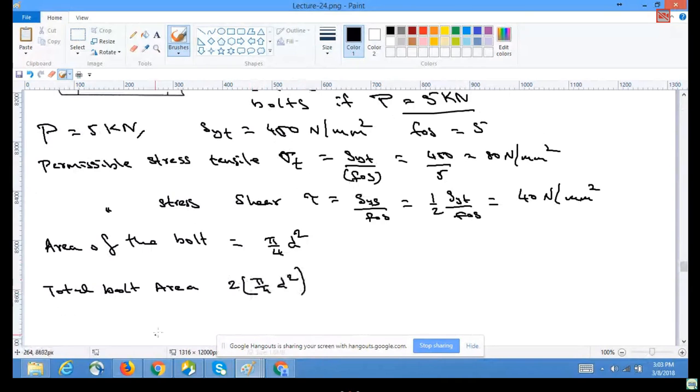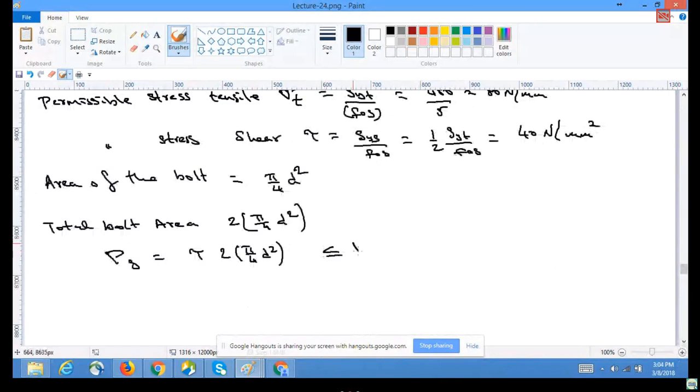So your PS is given as tau times area of the bolt, that is 2 times pi by 4 d square, right? But this has to be less than or equal to the total load. So that means 40 into 2 into pi by 4 d square is equals to 5 kilonewton.